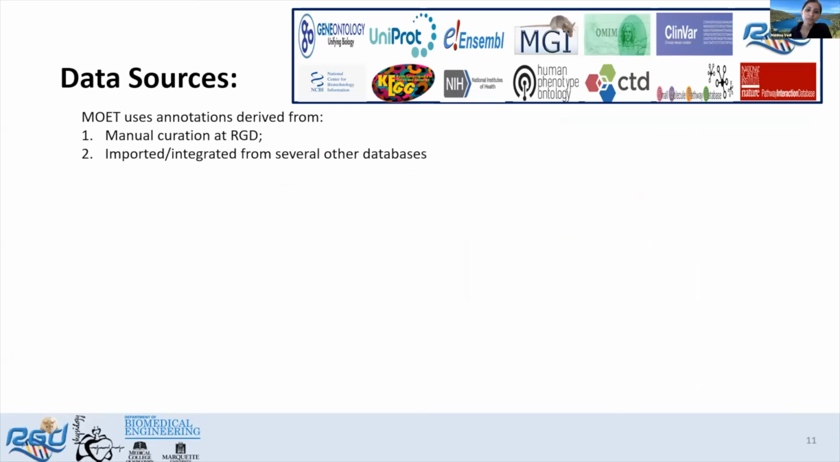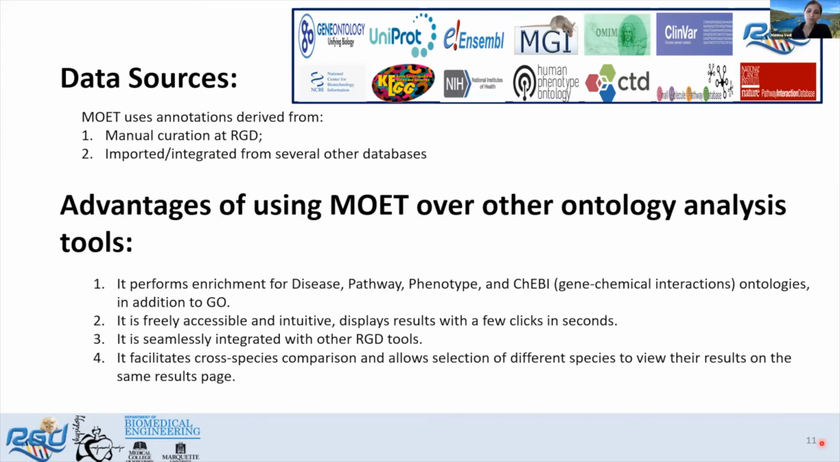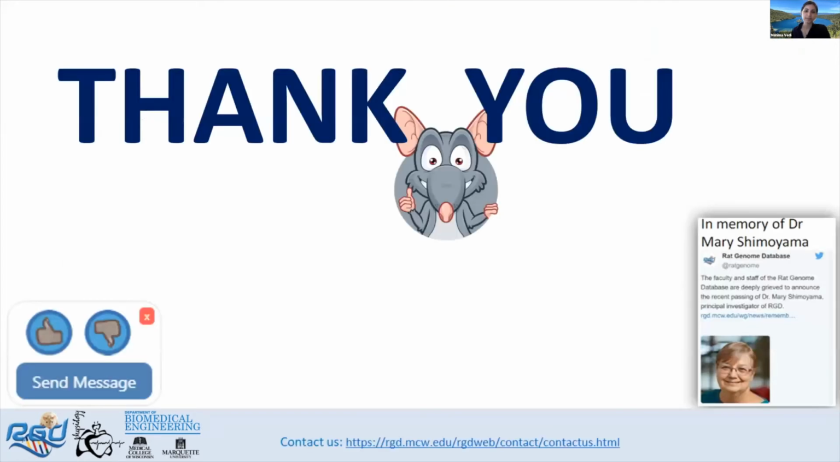The data sources for MOET include annotation derived from manual curation at RGD and imported and integrated from several other databases. Thus, MOET is an improved tool compared to other ontology analysis tools and is freely accessible, intuitive, and provides functionality to perform ontology analysis across several species and 5 ontologies. Thank you.